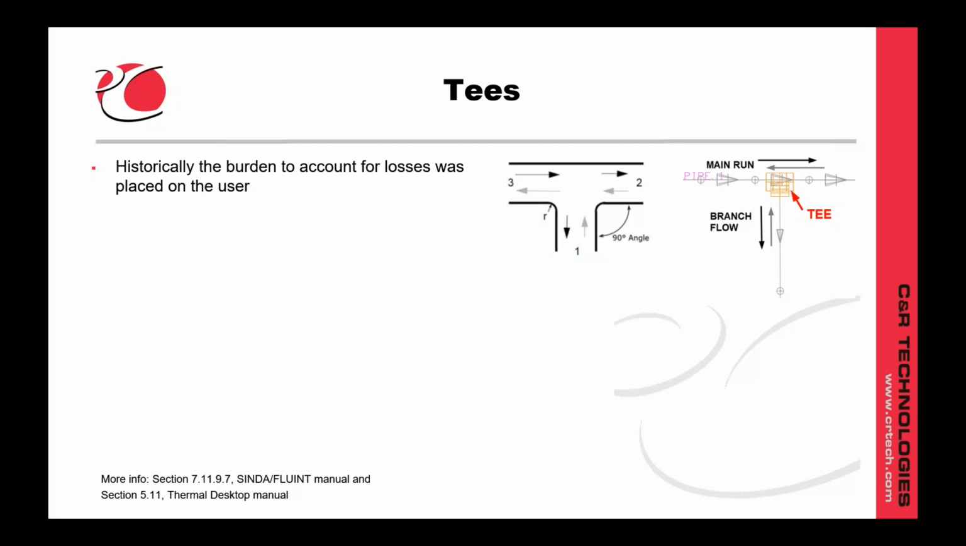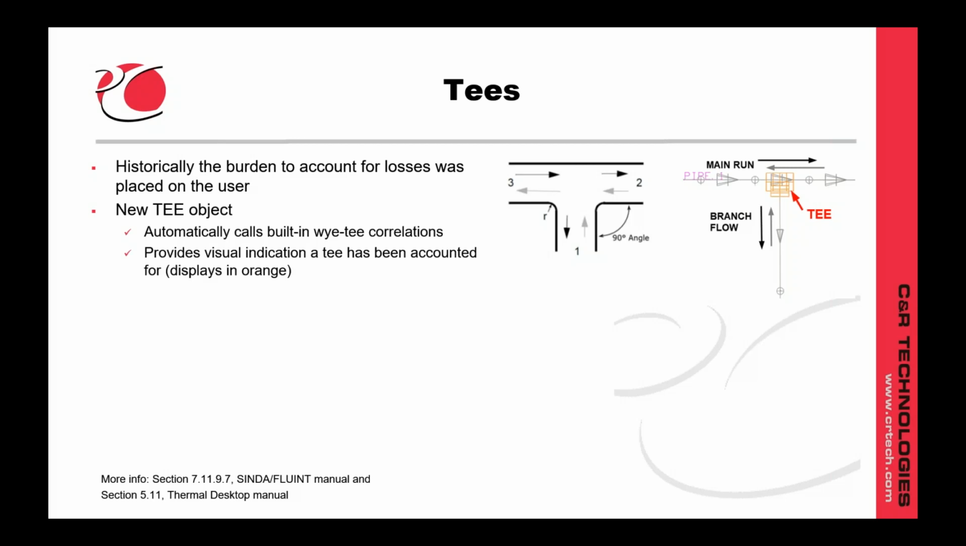So the new T object eliminates the need for this complex user-defined logic, and it provides a better estimate of losses than the standard T loss, which is built into the FK calculator. It not only creates the calls to the YT correlation, it also provides a visual indication on the drawing that losses are being accounted for. For example, the orange object shown in this graphic is a T.